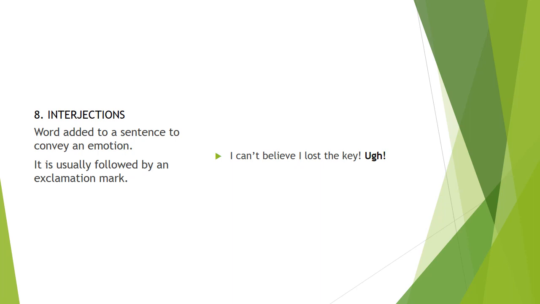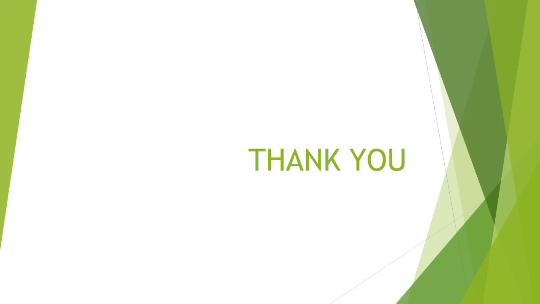The last part of speech that we are going to discuss is the interjection. Interjections are words which are added to a sentence to convey an emotion, usually an exclamation. They are usually followed by an exclamation mark also. Words like wow or alas are all examples of interjections.